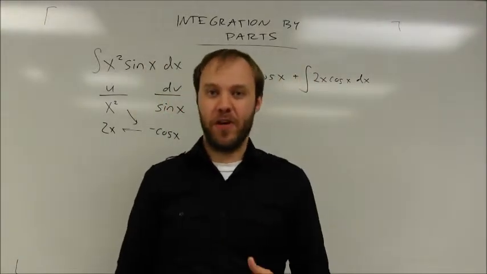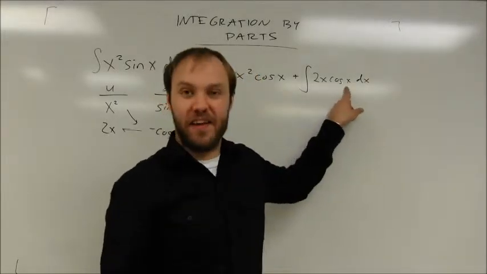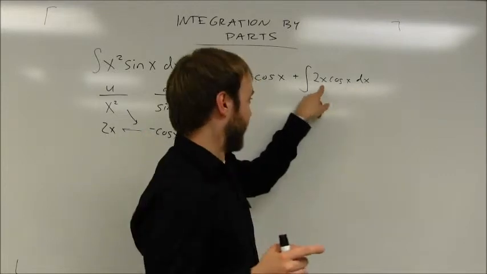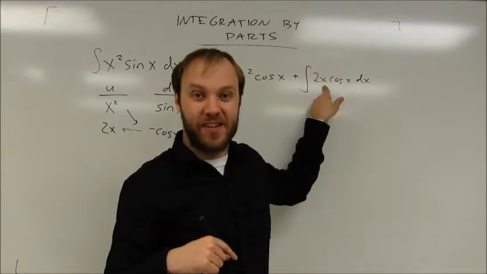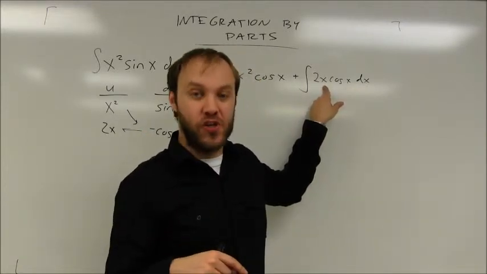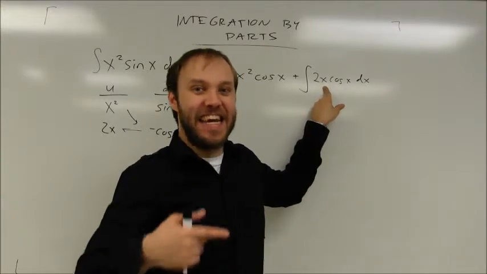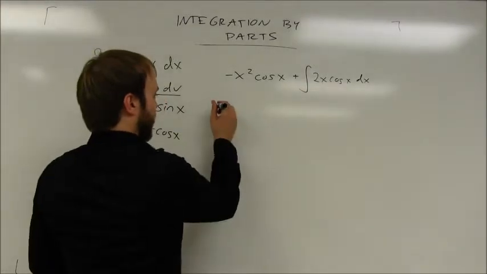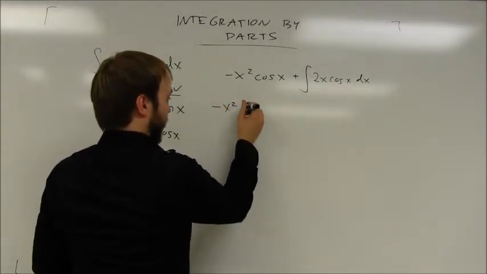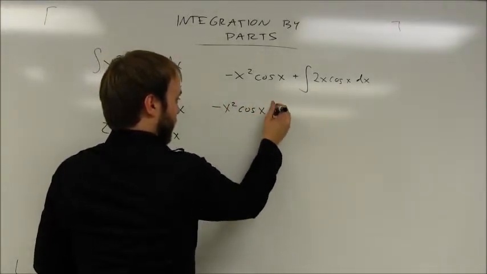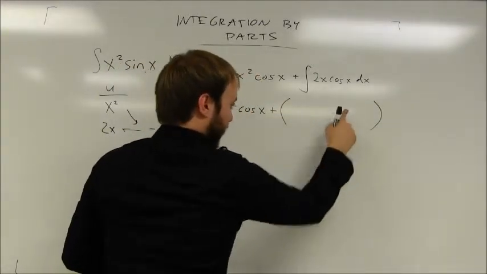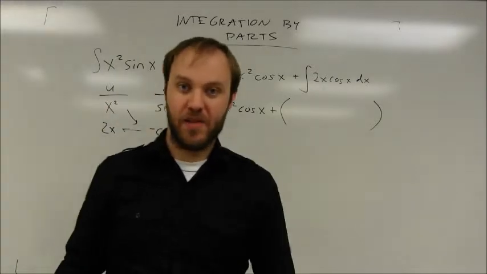Big problem here, though. Notice, the derivative of the inside function is 1. I've got this x out here. I can't get rid of that x by reversing the chain rule. So what I have here is a second case where I'm going to have to use integration by parts. So what I'm going to do is rewrite the negative x squared cosine of x plus, and I'm going to replace this integral with my new integration by parts.